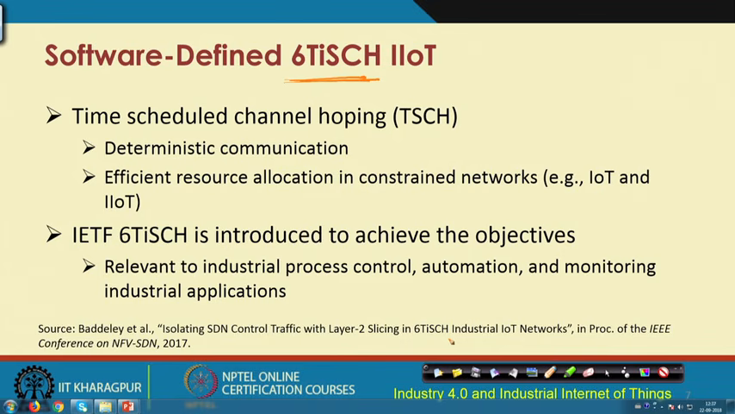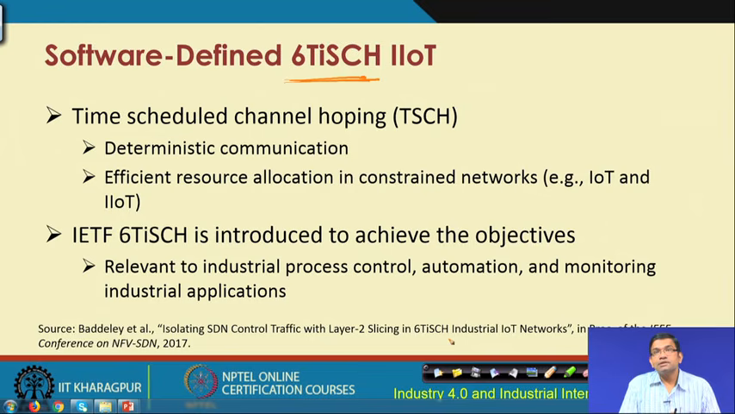So, in a time scheduled channel hopping TSCH scenario, we are talking about deterministic communication, which is very important in industrial settings. This deterministic communication will help in ensuring efficient provisioning of resource allocation in constrained networks such as IoT and IIoT. Constrained because these are constrained with respect to energy, computation, storage, network resources, and so on. So, there is this IETF 6TiSCH working group which introduced different objectives which are relevant for industrial process control, automation, and monitoring industrial applications.